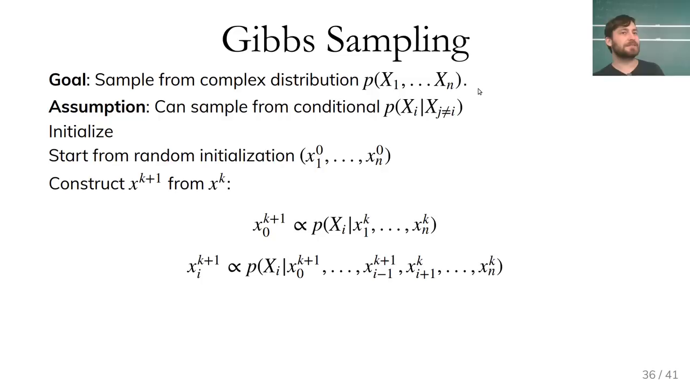And now we create this Markov chain, which is a chain of distributions that we sample from. So let's say I have x^k, which is the kth step. We have the zero step, and I want to construct x^1, the next step. For the first entry, I draw x_0 for the k+1 step from the probability of x_0 given all the x_1 to x_n from the previous step. So basically, I use all my initial values for everything but the first variable, and for the first variable, I draw from the conditional.